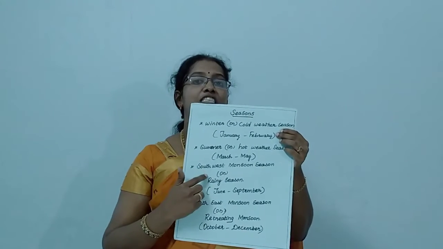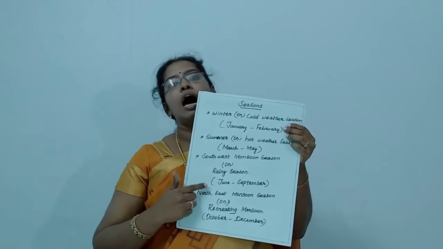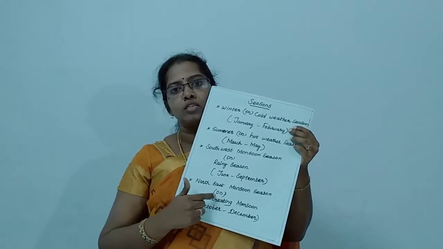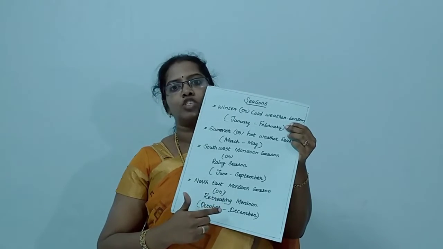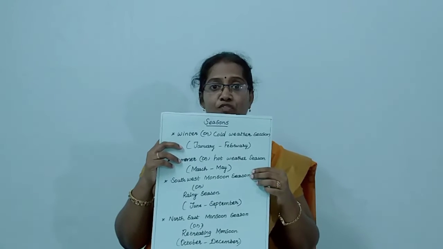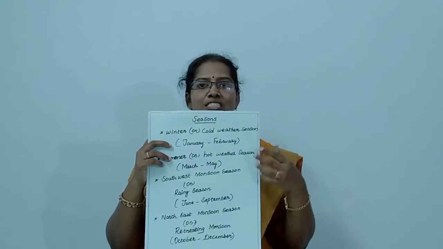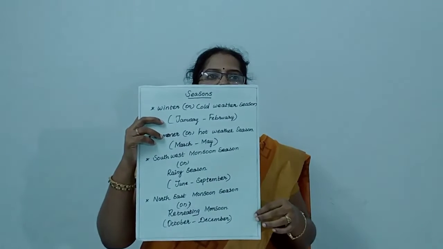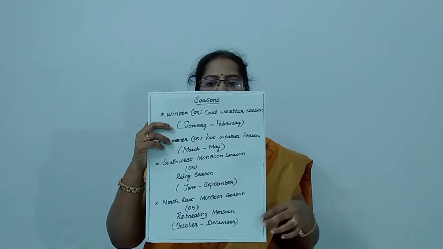Okay, so that's the thing. Southwest monsoon. Yes, the last one, northeast monsoon. Which month to which month? October to December. So these are the seasons, children. This only I am going to explain briefly. Each and every season I am going to explain clearly, students. Yes, the first one, winter season. In the winter season, what are the things that are there?